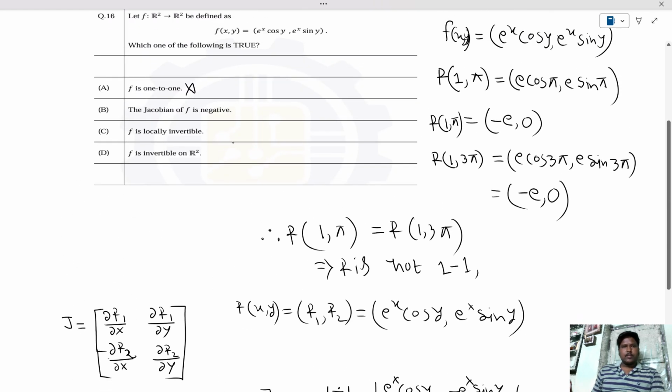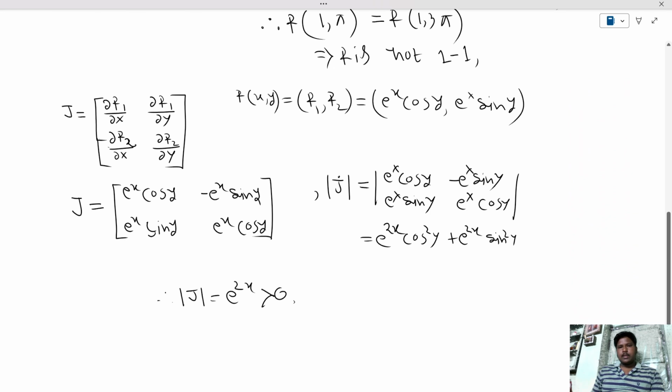So अब देखते हैं. तो Jacobian of f is negative. This is wrong because we see that the Jacobian is e to the power 2x. This is greater than 0. Okay, now f is locally invertible. Yes, as Jacobian is not equal to 0, so हम लोग नीचे लिखते हैं.